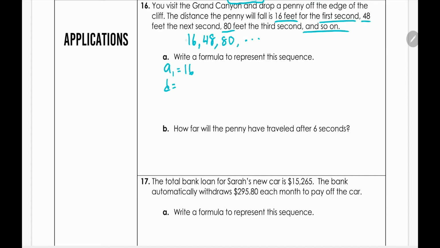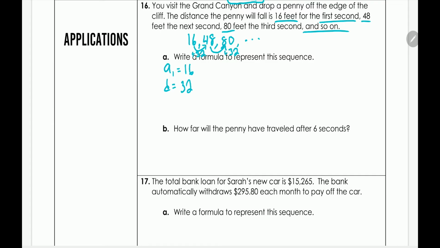So how do we go from 16 to 48? Well, we can add 32. And going from 48 to 80, it looks like if we add 32 again, we get there. So our common difference is most likely going to be 32.